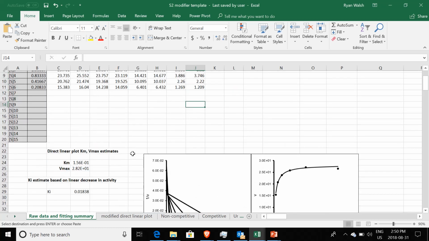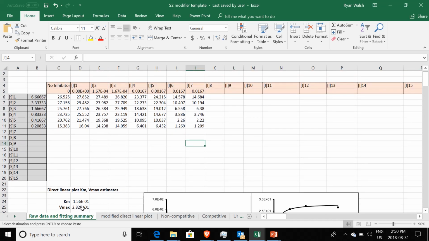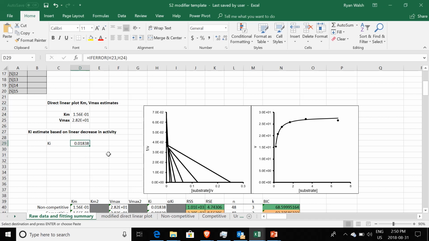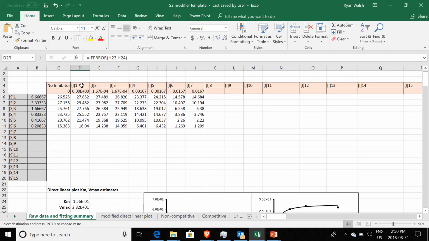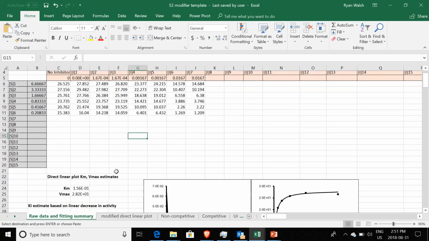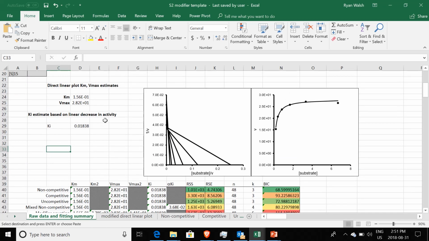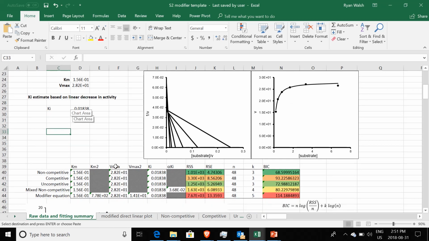So that would be using this Km and this Vmax, producing a line based on the Michaelis-Menten equation through this data. So these two here. And you have your estimation of your Ki based on these values here. So now you can see that as a starting point, the Kms have all jumped to here, the Vmax is here, and your Kis as well.